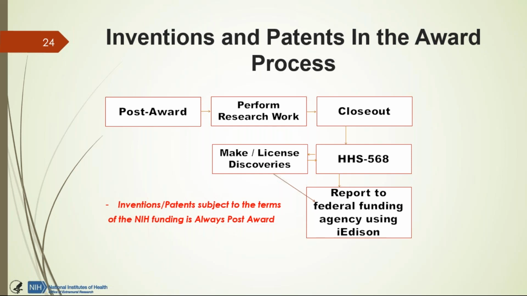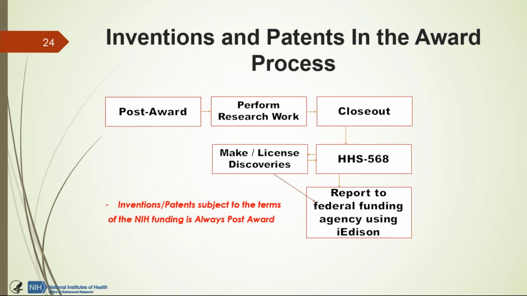So on the first slide, the inventions and patents in the award process, what is important to keep in mind is that inventions and patents always occur post-award. For the federal government, this is when you're being funded by a sponsor such as the federal government, an invention and patent always would occur after the award occurs, but during the research. And usually it's not known that an invention has occurred until really when you're doing your final report and summarizing your accomplishments in your research.